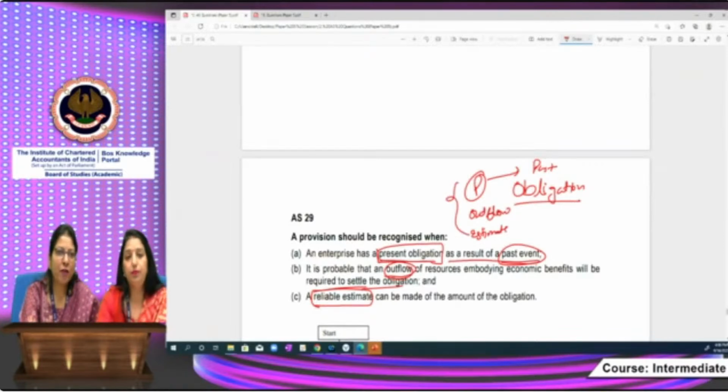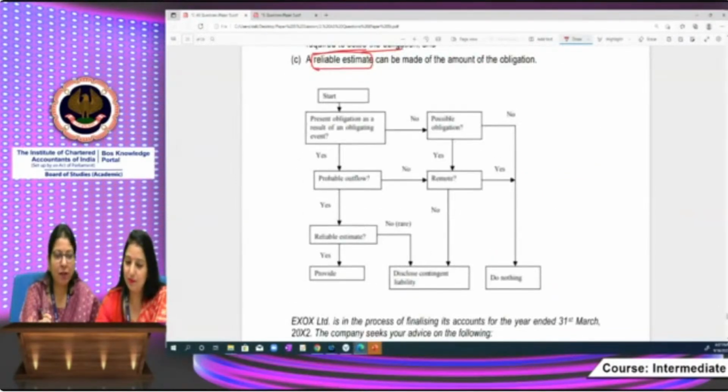अगर आउटफ्लो ऑफ रिसोर्सेज की हमारे को प्रोबेबिलिटी है, बट अमाउंट हम नहीं कैलकुलेट कर पा रहे, we cannot make a reliable estimate of it, then how can I make provision? So all these three conditions मैं अपनी बुक्स में दिखाऊंगी क्या? All these three conditions must be fulfilled to be calculated, to be satisfied for the creation of any provision.